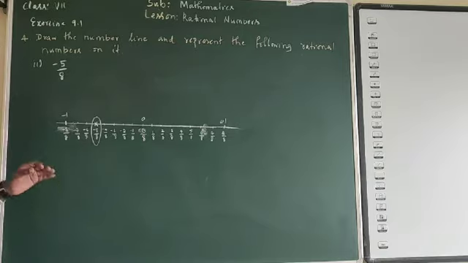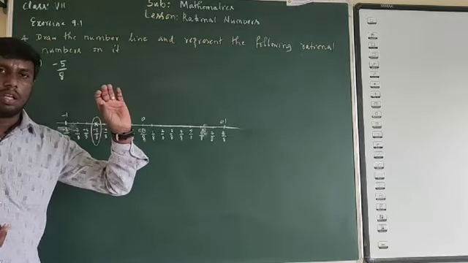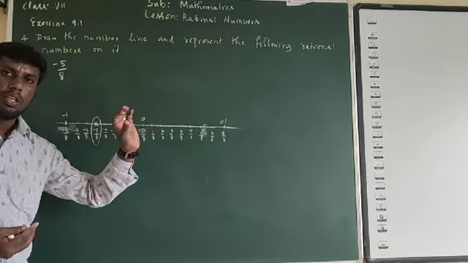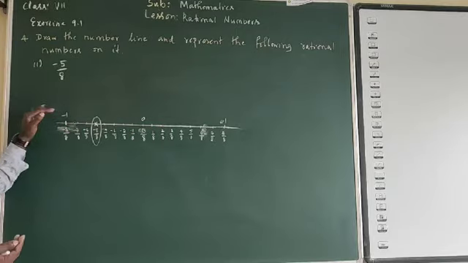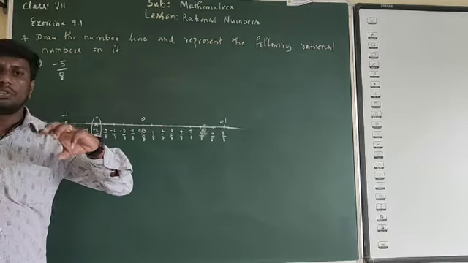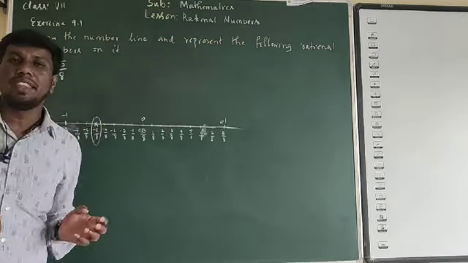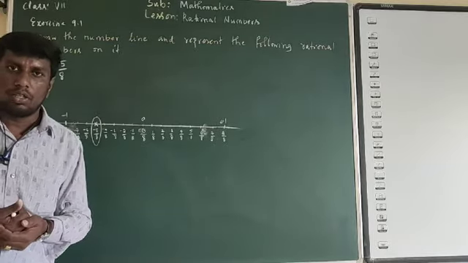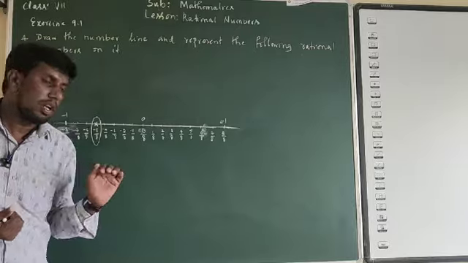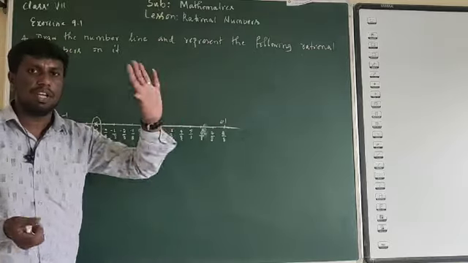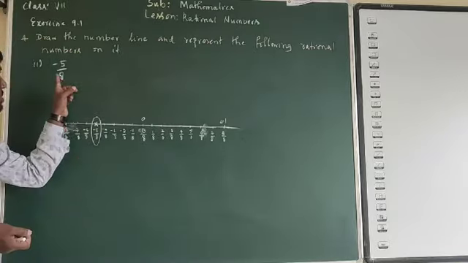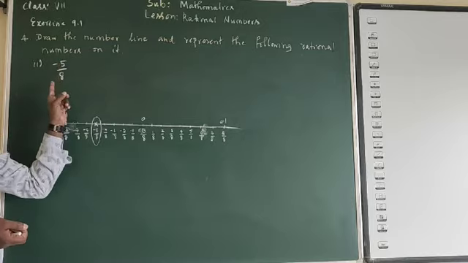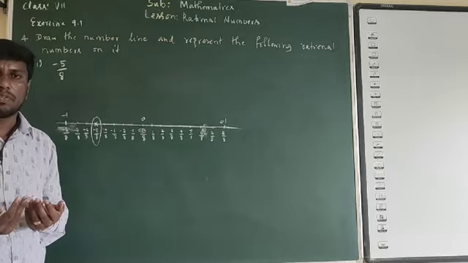Right? The very important thing is, we can do it in this method only if the numerator is less than the denominator. If the numerator is less than the denominator, I can make use of this method very easily. Okay? Look at this, 5 is less than the 8. I can make use of that.